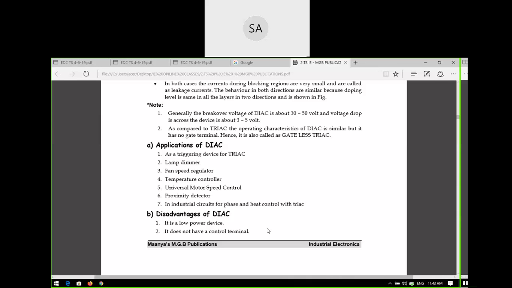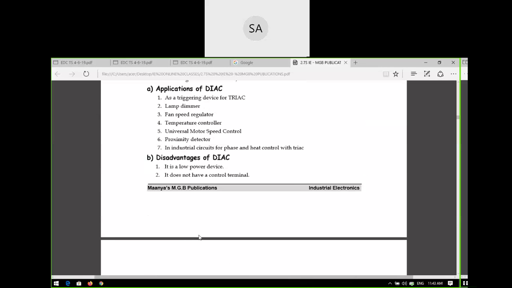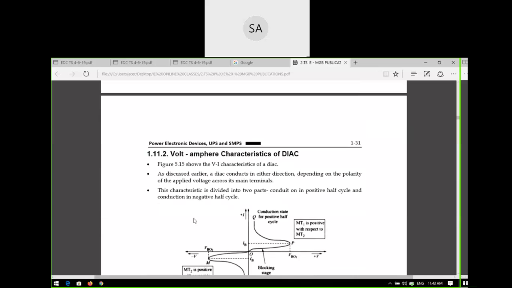Correct or not? In the SCR, the major advantage is that you have a gate. Whenever you require, you can turn on the output voltage, and whenever you don't require it, you can turn it off simply by using the gate. In the DIAC there is no gate, so there is no control over the output voltage. So there are two major disadvantages: it is a low power device, and it doesn't have any control terminal.